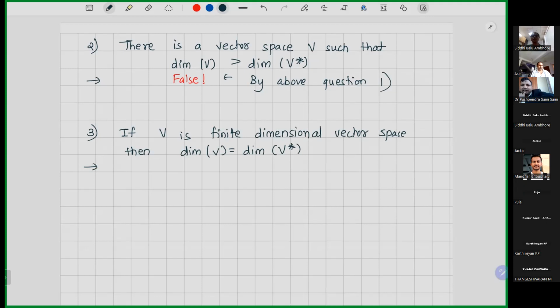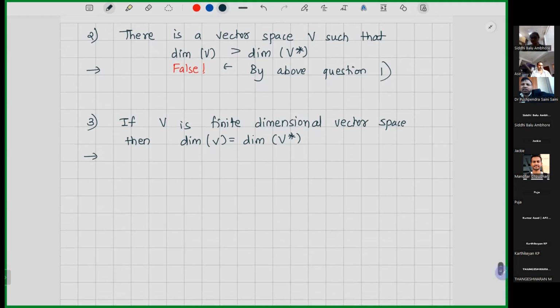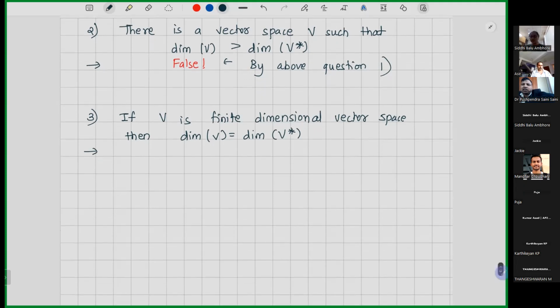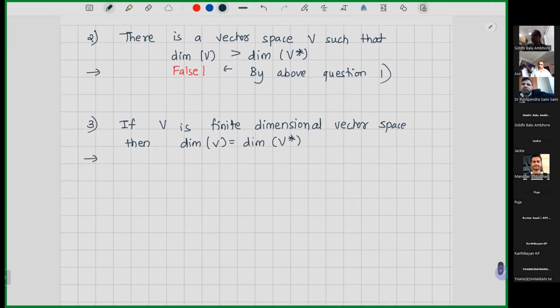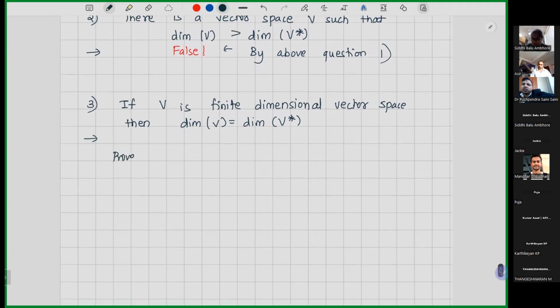Any guesses? Somebody, when I wrote the first question, said that dimension of V is equal to dimension of V star because of isomorphism. Yeah, because of isomorphism. So in the lecture, we have already proved that for any finite dimensional vector space, dimension of V is equal to dimension of V star.